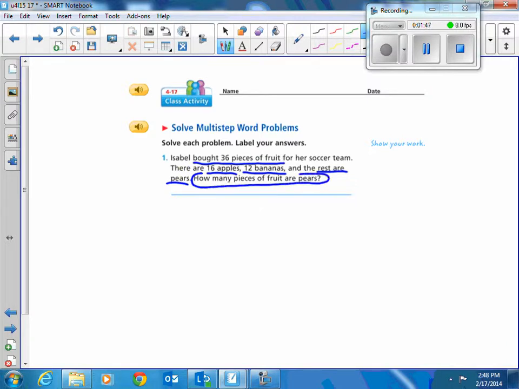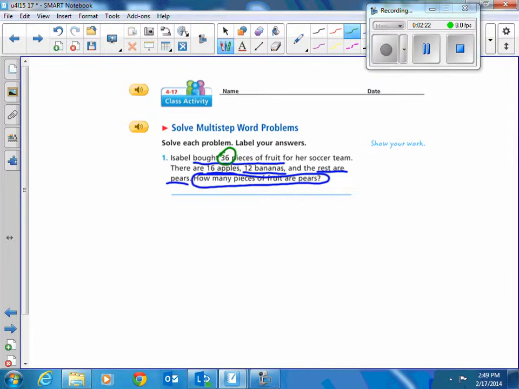So that's interesting. If we're thinking about this problem, we know that there are 3 different kinds of fruit that she bought. She bought apples, bananas, and pears. We know how many apples, we know how many bananas, we need to figure out how many pears. Well, how are we going to solve that problem? For one, boys and girls, we know the total, don't we? The total amount of fruit is 36 pieces of fruit. So we can figure this out.